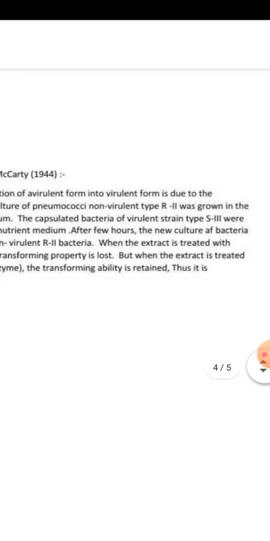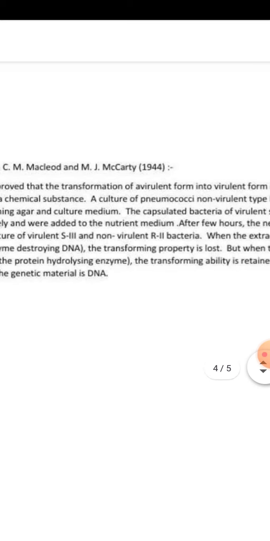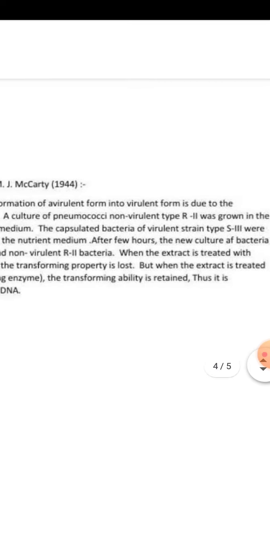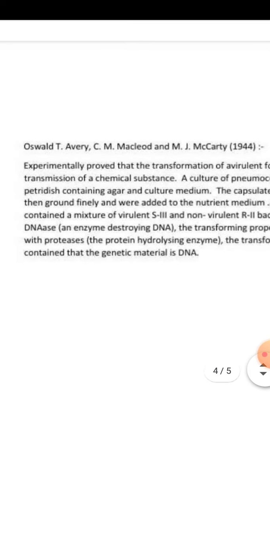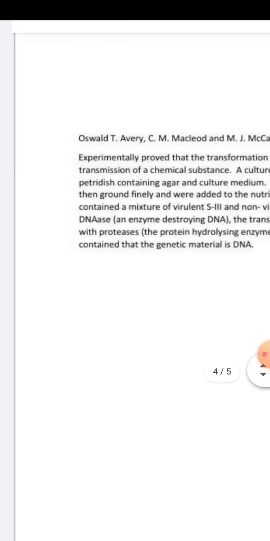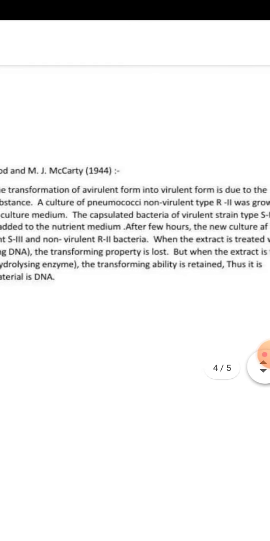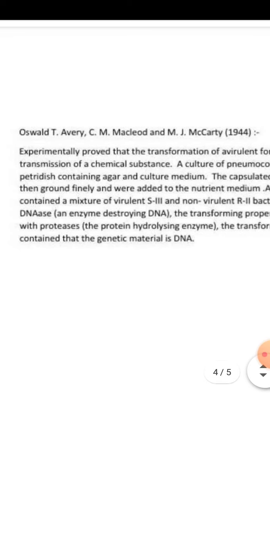After a few hours, it was seen that the new culture of bacteria contained a mixture of virulent strain as well as avirulent strain. When the extract is treated with DNase, an enzyme destroying the DNA, the transforming property is lost. But when the extract is treated with proteases, the protein hydrolyzing enzyme, then the transforming ability is retained. Thus, it is concluded that the genetic material is DNA.